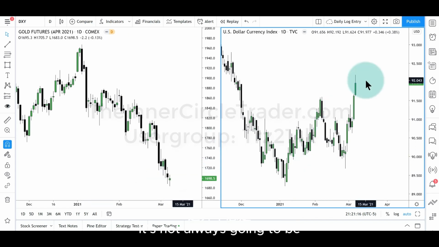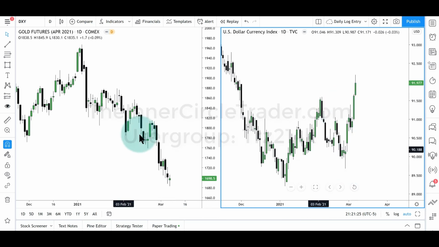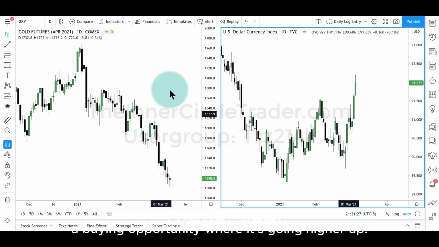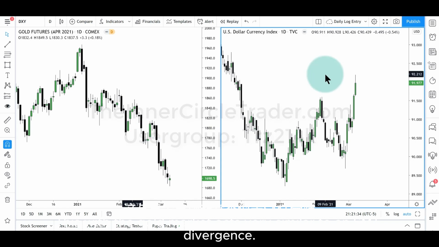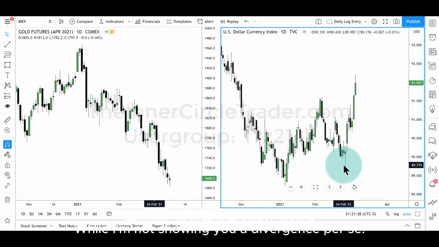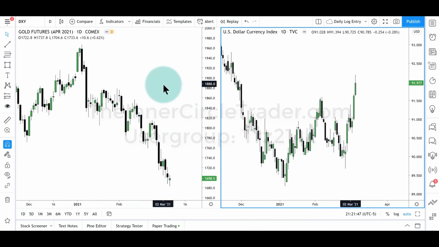It's not always going to be day for day. It's not going to be on the same day. And sometimes you're going to see things like this move here that isn't reflected in a buying opportunity where it's going higher up, whereas it went down here. This, with the gold market, acts very similar to an SMT divergence. While I'm not showing you a divergence per se, I'm showing you the relationship of how this drop down here isn't really confirmed with a rally higher in gold as you would expect to see it.